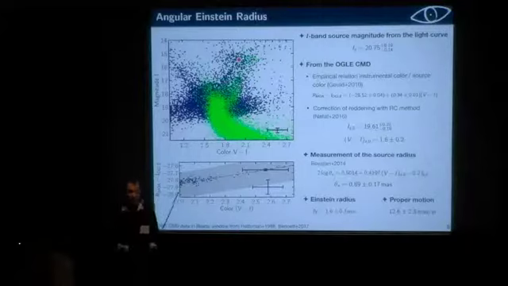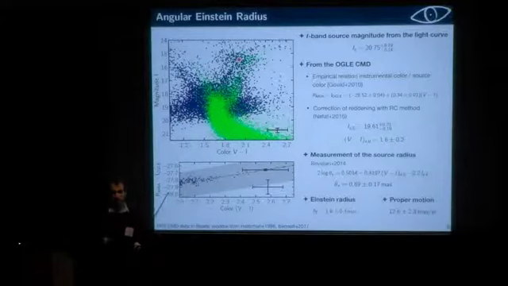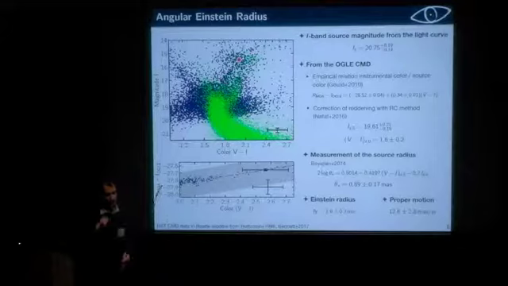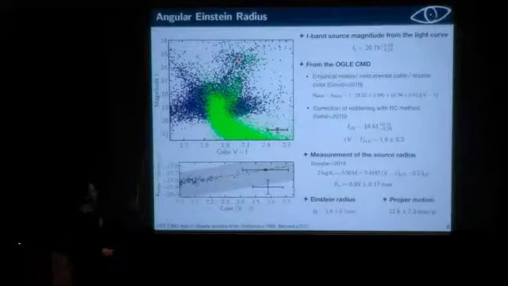So the next step is the source characterization. To do that, from the light curve modeling, we have access to the brightness of the source. Then the next step is finding the extinction. To do that, I built the color magnitude diagram.